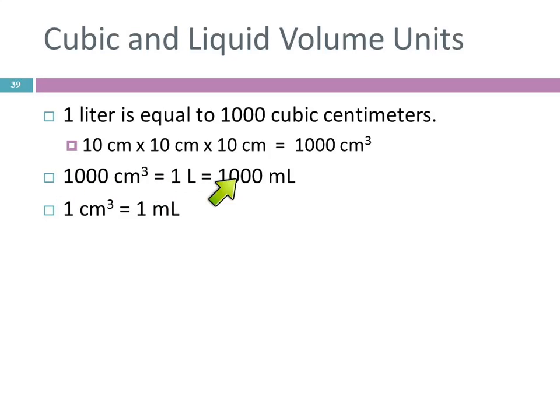A liter is 1,000 milliliters. Therefore, 1 cubic centimeter is the same as a milliliter. This is an often overlooked unit equation. Very important to remember that. And this is the same as 1 cc. In the medical profession, they call it cc. It stands for cubic centimeter. It's just a different term for it.